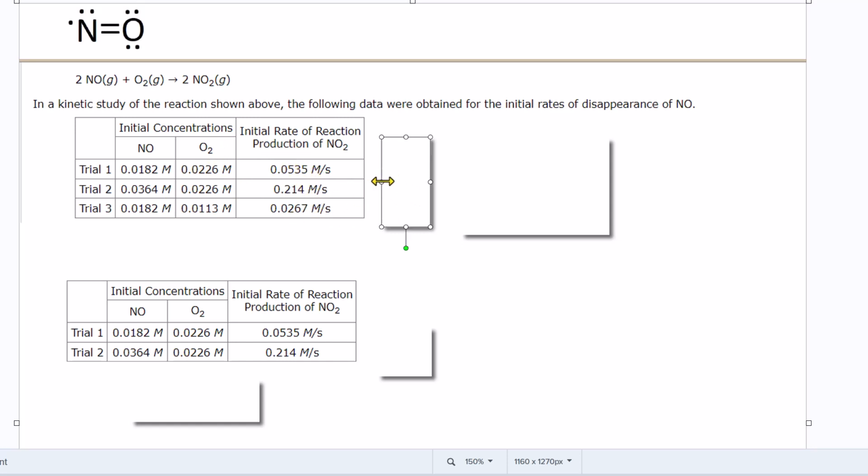So I sort of simplified the rates by changing them to 5.35, 21.4, and 2.67. And with these rates, always check to see if there seems to be multiples. Like here, this 2.67 is half that of the 5.35. And here you can see 0.0113 is half of 0.226. So sort of look at the numbers for possible multiples.